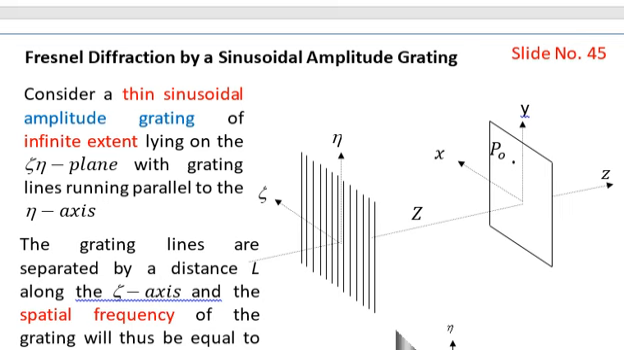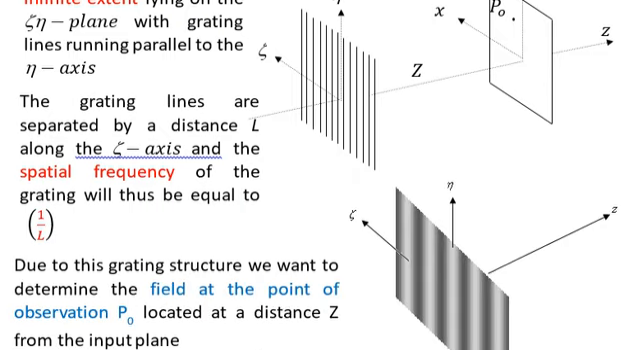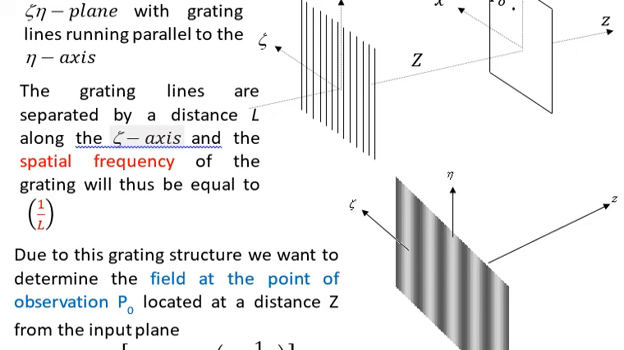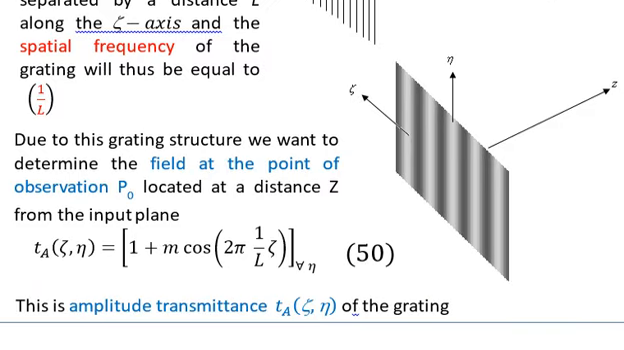Now consider a thin sinusoidal amplitude grating of infinite extent lying on the zeta eta plane with grating lines running parallel to the eta axis. The grating lines are separated by a distance capital L along the zeta axis, and the spatial frequency of the grating will thus be equal to the reciprocal of the separation, that is 1 over L. So the true grating is shown in the figure.